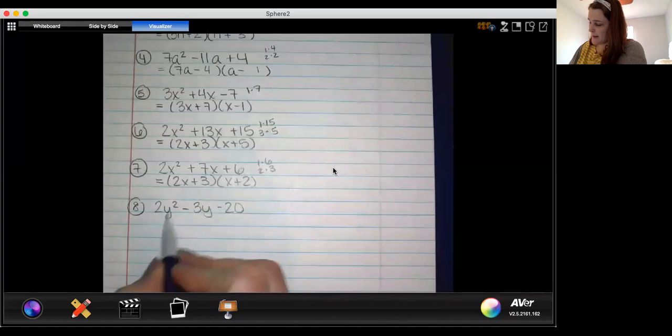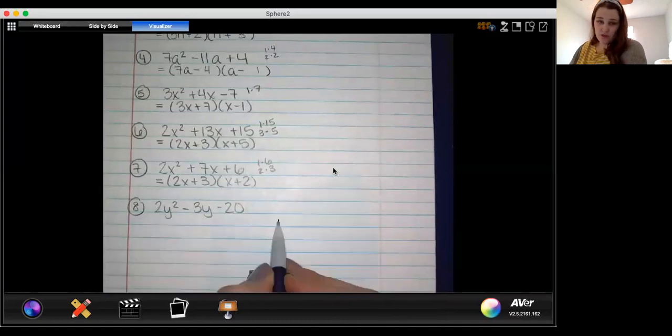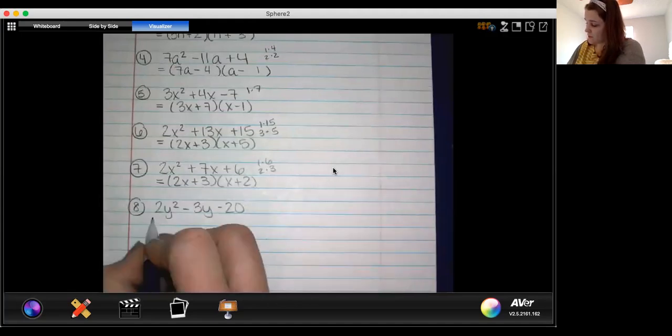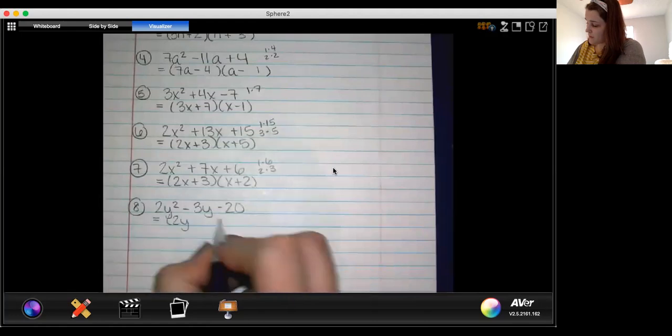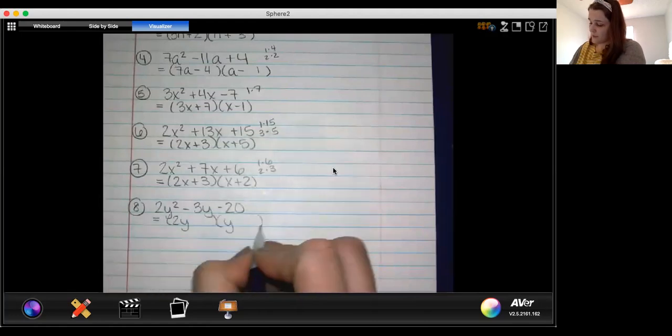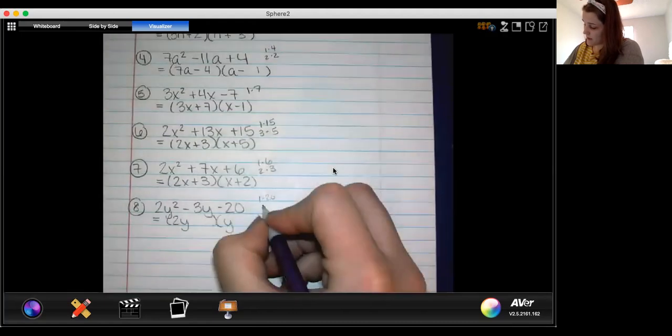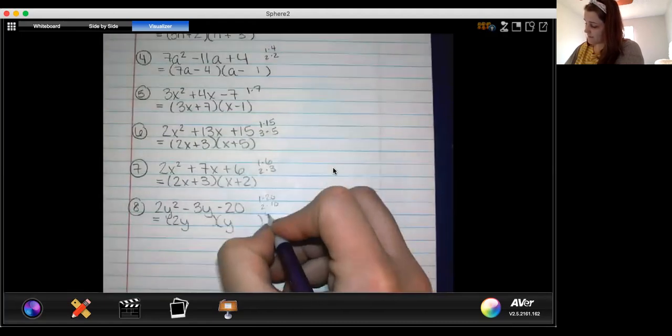2y squared minus 3y minus 20. So we want to look and see if there's a GCF, which there's not. And so we want to set up our problem. So 2y and y. Now my factors of 20, I have 1 and 20, 2 and 10, 4 and 5.